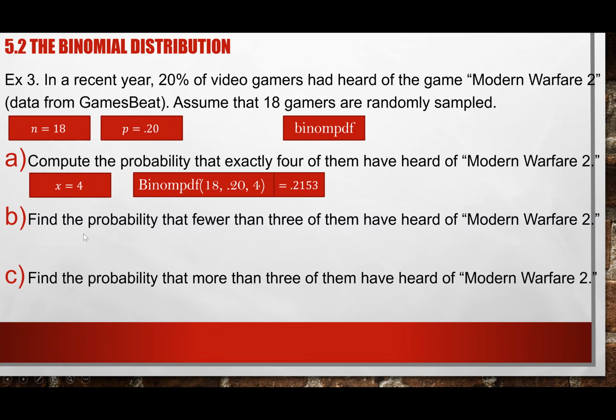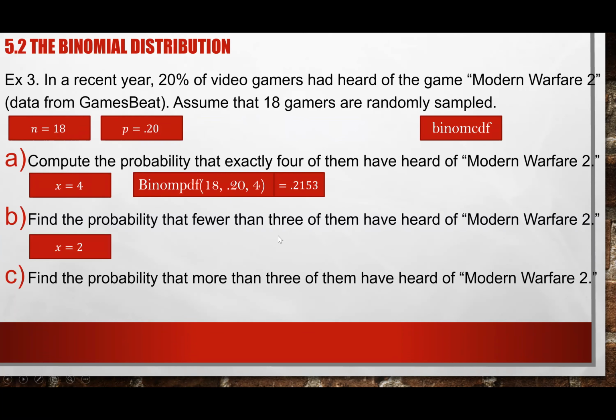And what about finding the probability that fewer than 3? Reminder: for fewer than 3, what is my X value? The X value is 1 less, so X is equal to 2. Because last time I told you, they ask you for the accumulation of 0, 1, and 2.